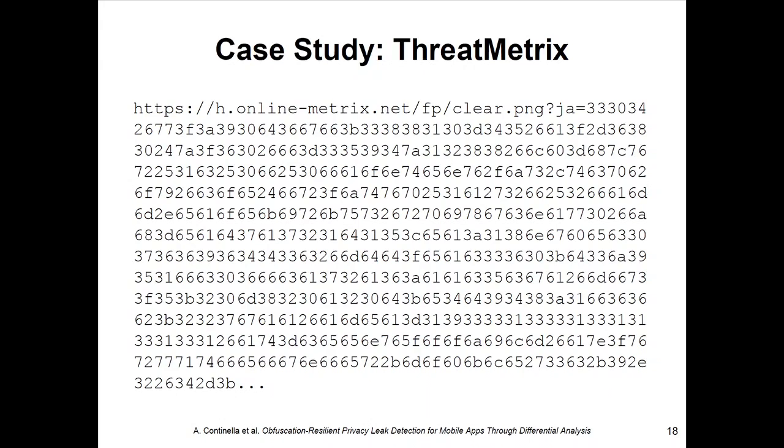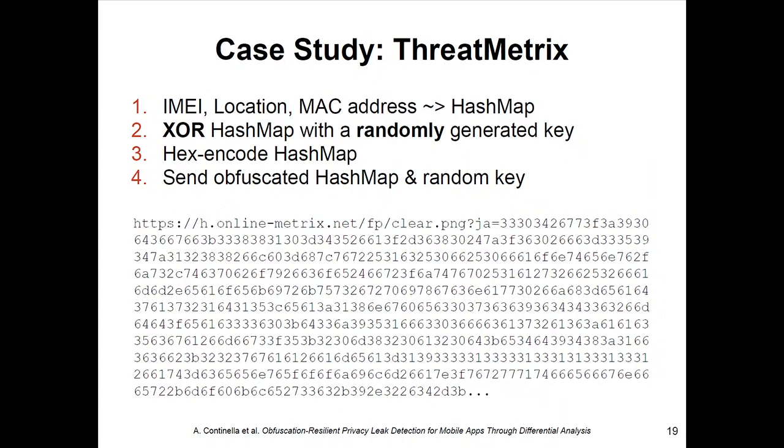All right, so this is one of the case studies that we identified during our evaluation. This request was flagged by our tool. As you can see, it's an unreadable blob of data. But reversing the application, we found out that this request was performed by a known library, ThreatMetrix, that leaks the IMEI code, the location, and the MAC address, storing these values with a randomly generated key. The stored values are then encoded in a hexadecimal format. And finally, both the obfuscated values and the random keys are sent over the network.